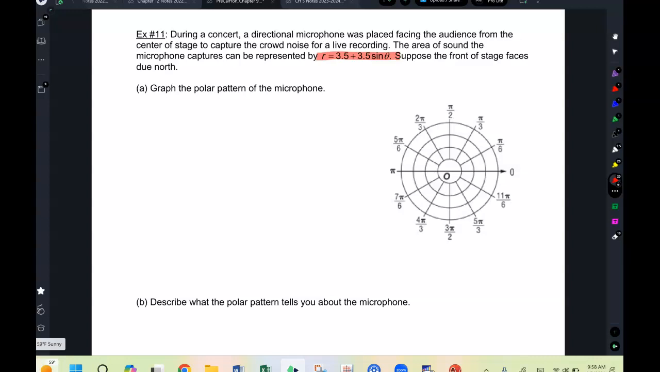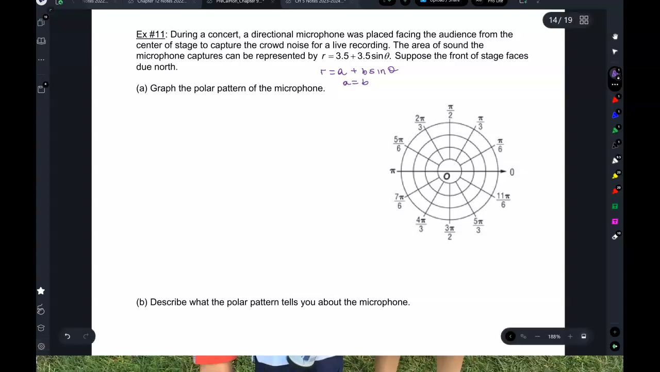Suppose the front of the stage faces due north. Graph the polar pattern of the microphone. So first of all, this is r equal to a plus b sine theta. And notice it's 3.5, 3.5, a equals b. So a plus b sine theta, those are the limaçons, right? And then a equals b is a cardioid in the limaçons, okay? So we're going to graph this one.